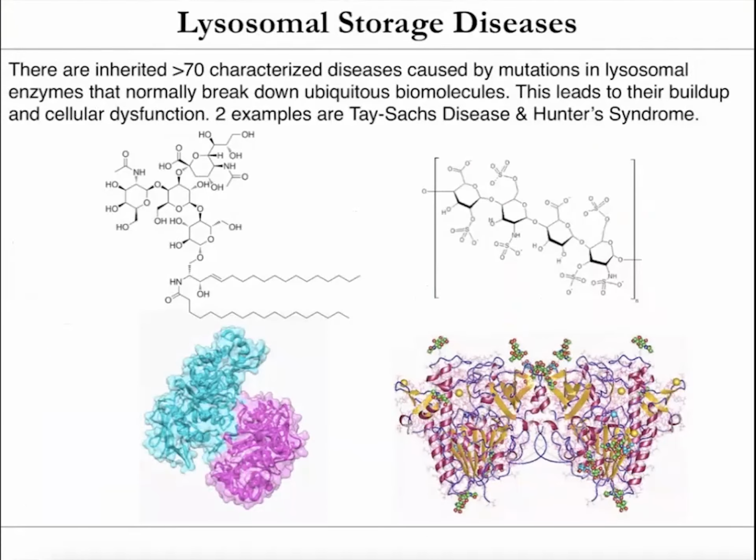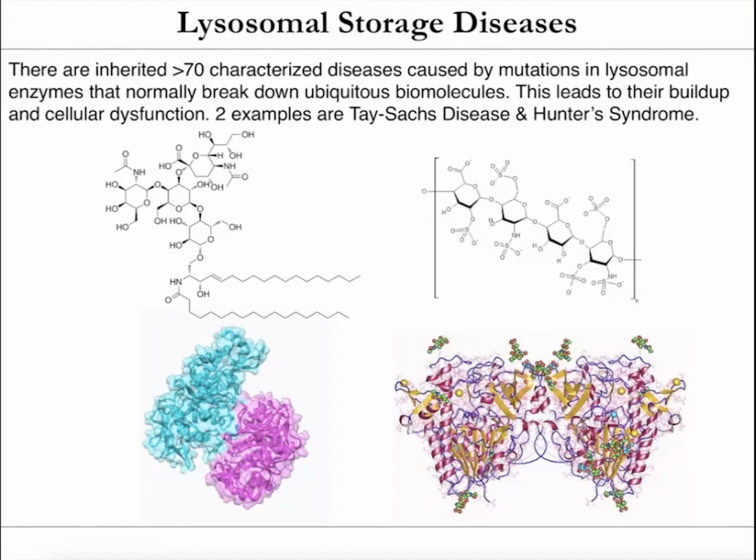Now, unfortunately, there are over 70 characterized diseases that are called lysosomal storage diseases. And these are caused by mutations in those enzymes within the lysosome that are supposed to break down these molecules so the cell can use them for other purposes. So what happens if you have one of these diseases, an enzyme's not going to be able to break those molecules down, and then your cell is going to be basically stuck with them. It doesn't know what to do with them, and that causes all sorts of problems in your cell. And which enzyme is mutated determines how the disease is going to manifest.